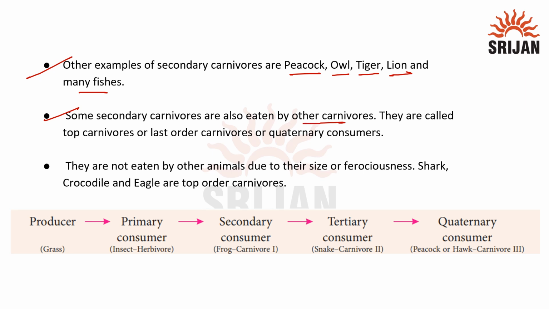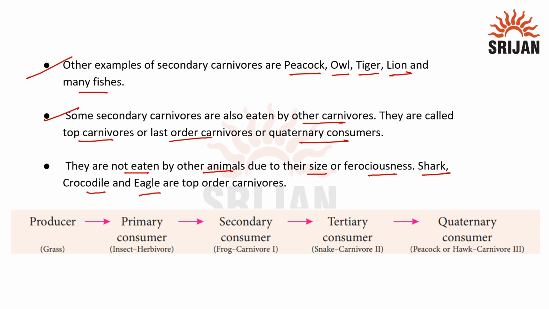So, these carnivores would be referred to as the top carnivore, the last order carnivore, or quaternary consumer, and these quaternary consumers will not be eaten by any other animal because of their size or ferociousness. For example, shark, crocodile, eagle, all these are going to be the top order carnivore.